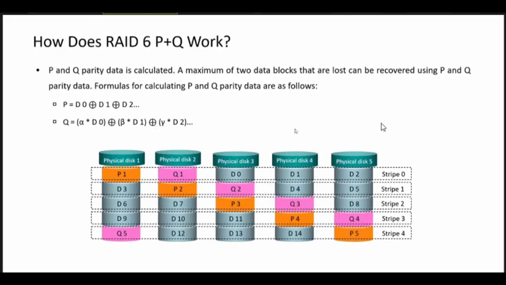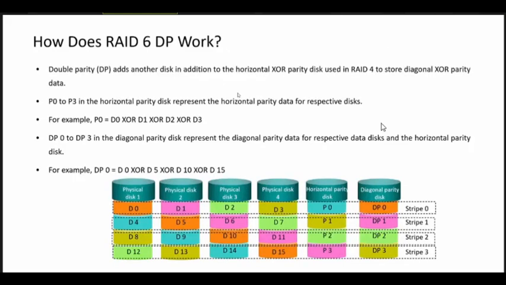Right. So some kind of mathematical algorithm calculation, which I do not know the value of alpha, beta, and gamma and all this stuff. However, if we go to RAID 6 DP, that is something that we can calculate. So how does RAID 6 DP work? It's double parity, so two times the parity check. You have horizontal parity and diagonal parity.